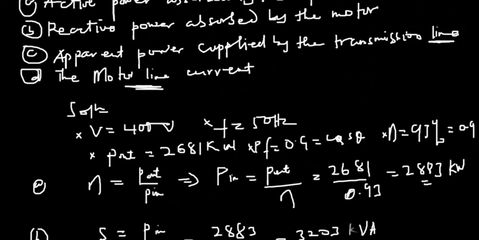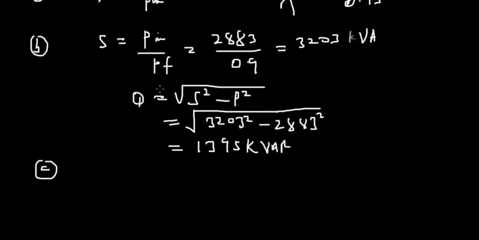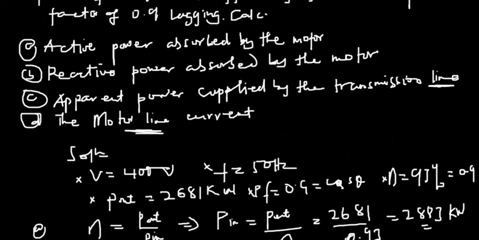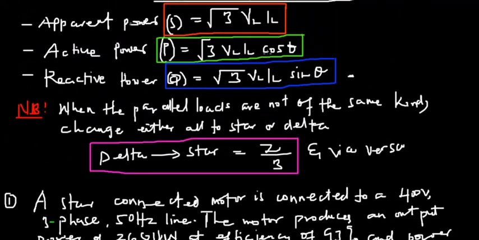C is the apparent power supplied by the transmission line. You can notice that you've already calculated the apparent power, which is equal to 3203 kVA. In case you want to confirm, since this is the transmission line, you can use this formula, root of 3 VL IL, to confirm.